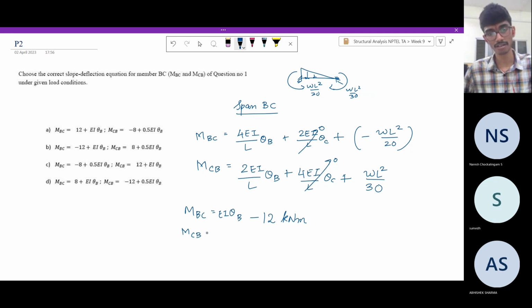And MCB is what? MCB is 0.5 EI theta B plus WL square by 30. Here W is 15 and L square is 4 into 4, which is 16. So 15 into 16 by 30 will be nothing but 2 into 4, which is 8.